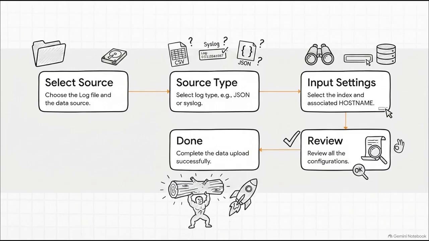Step 1, select your source file. Step 2, select the source type. So is it a CSV, syslog, JSON? Step 3, input settings, which is just defining the specific index you want this data to live in. Step 4, review your configurations to make sure everything looks good. And Step 5, done. At that point, the indexer takes over and does all the heavy lifting.